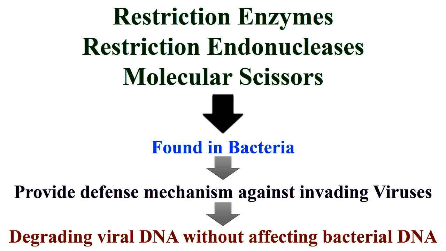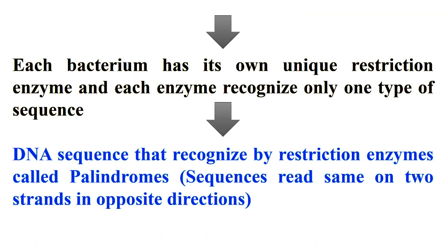Restriction enzymes, or restriction endonucleases, or molecular scissors, found in bacteria, provide a defense mechanism against invading viruses by degrading viral DNA without affecting bacterial DNA. Each bacterium has its own unique restriction enzyme, and each enzyme recognizes only one type of sequence. The DNA sequences recognized by restriction enzymes are called palindromes, which are sequences that read the same on two strands in opposite directions, as mentioned in the next slide.